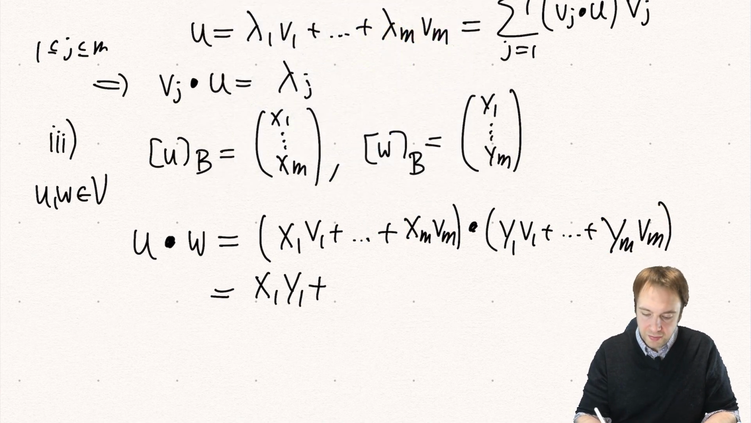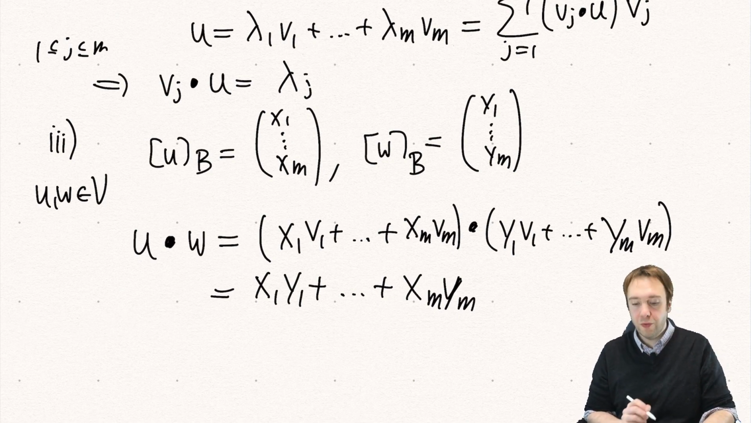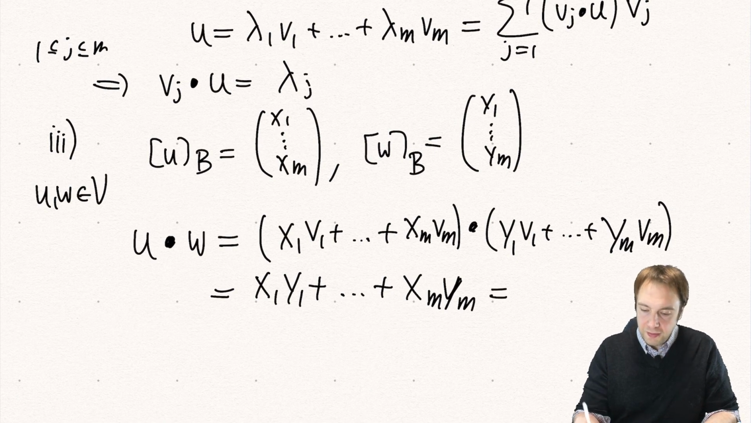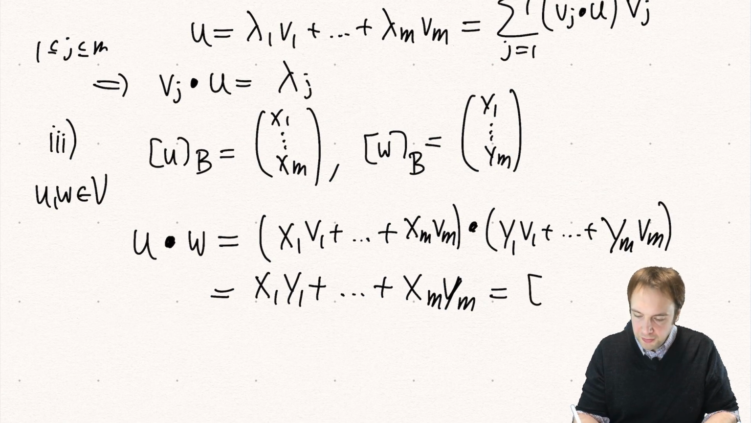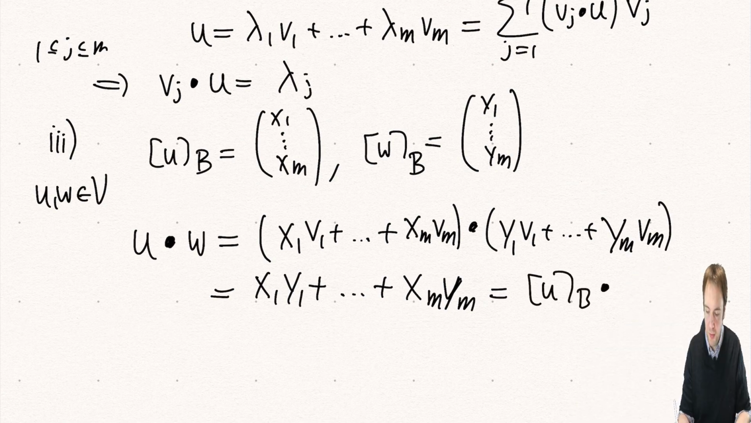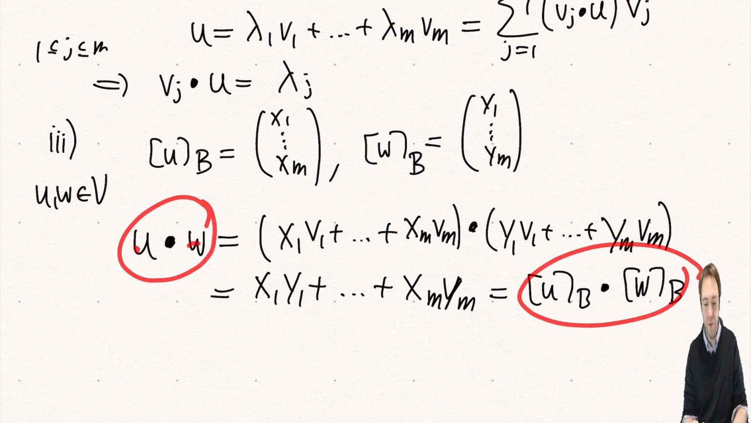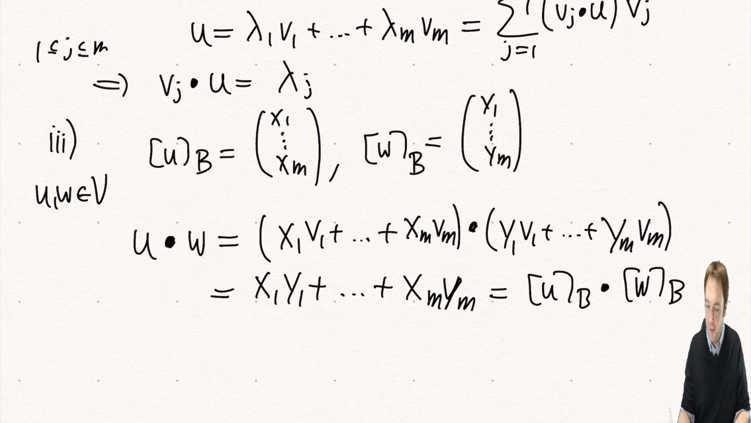So in the end, I will just get exactly these numbers: x1 y1 plus x2 y2 up to xm ym. And this is exactly the dot product of these two coordinate vectors. And this is what we wanted to show, that the dot product of the coordinate vectors is the same as the dot product of these two vectors in the subspace. And this proves what we wanted to show.